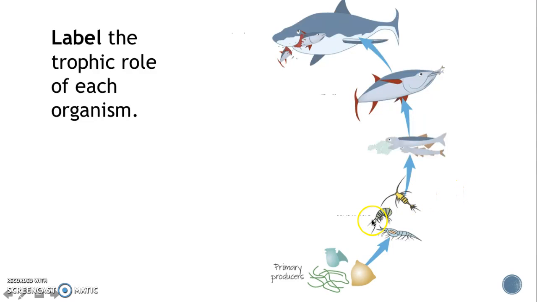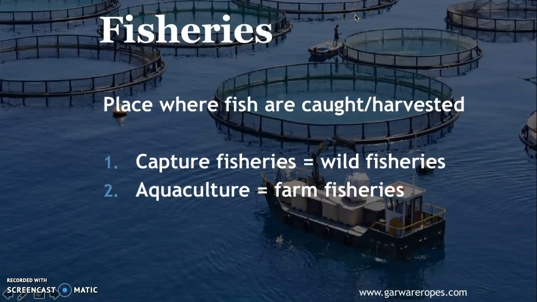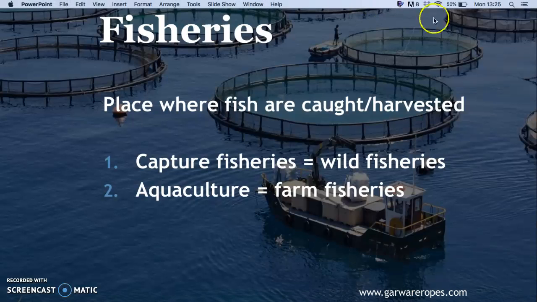Okay, welcome back. So this should be our primary consumer, secondary consumer, tertiary consumer, quaternary consumer. Fisheries, so where are we getting the fish? One, we can catch the wild fish in the sea, and two, we can farm fish. That's called aquaculture. What you see in these images is essentially a fish farm.